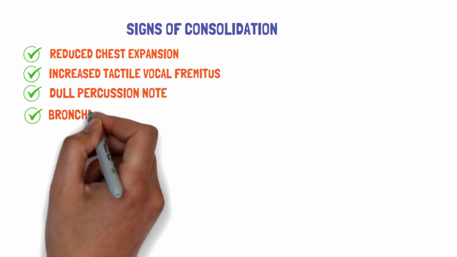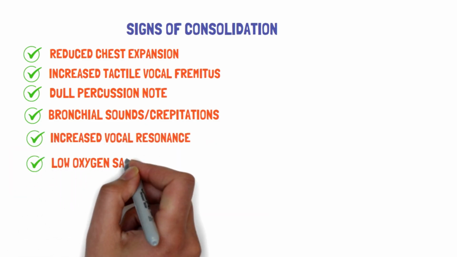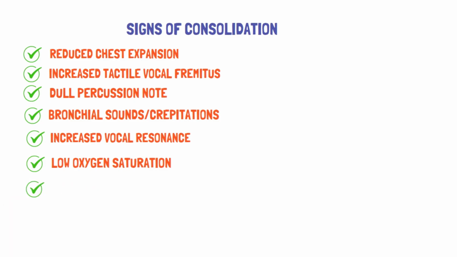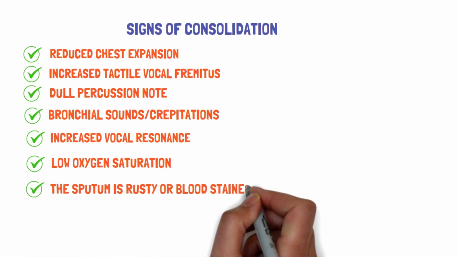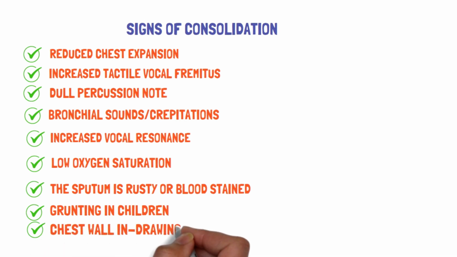There may be presence of bronchial breath sounds or crepitations. Then there will be increased vocal resonance. Then low oxygen saturation. You may have sputum that is rusty or blood-stained. And in children, there may be presence of grunting and then chest wall indrawing.